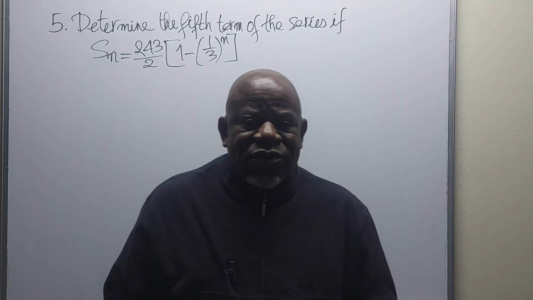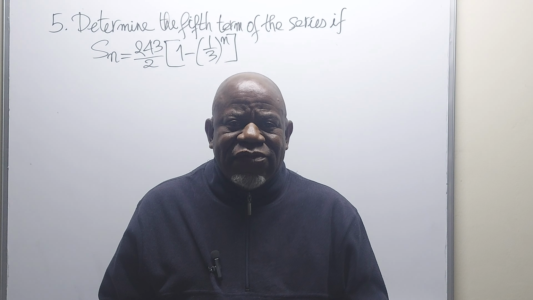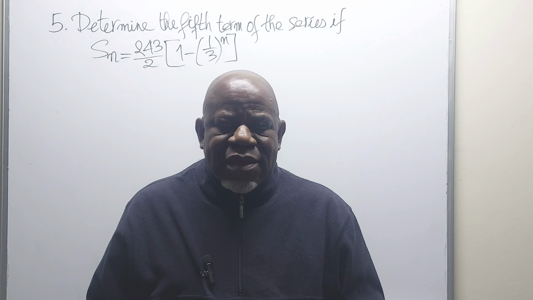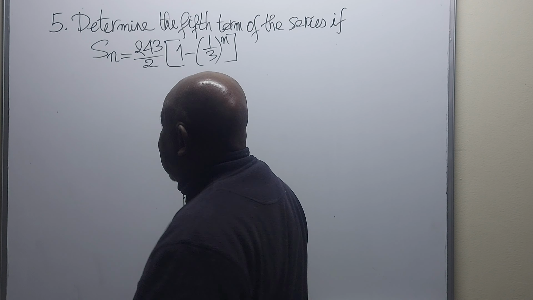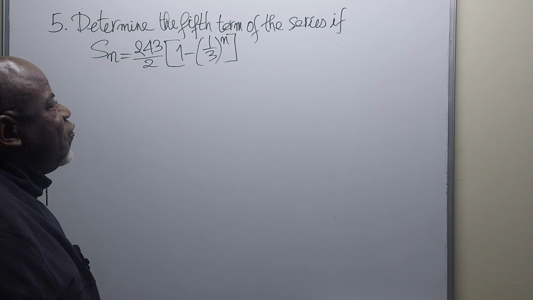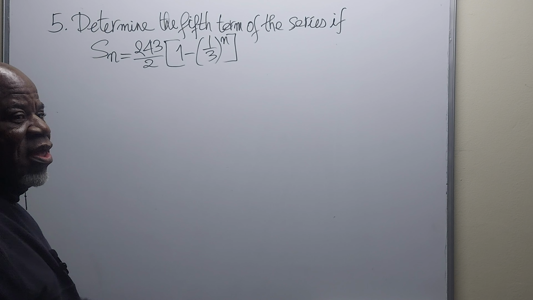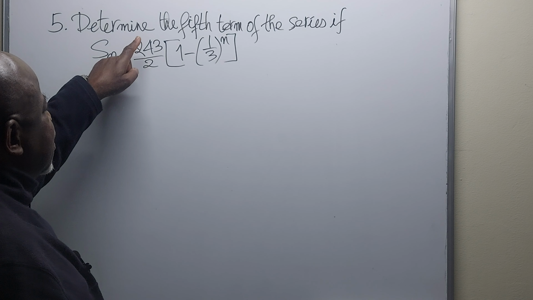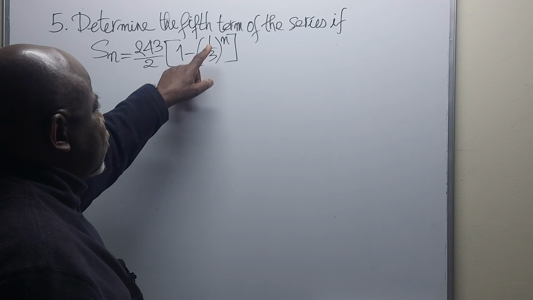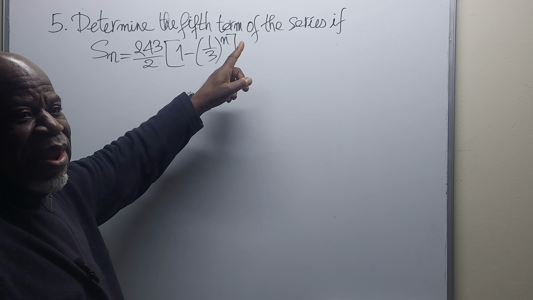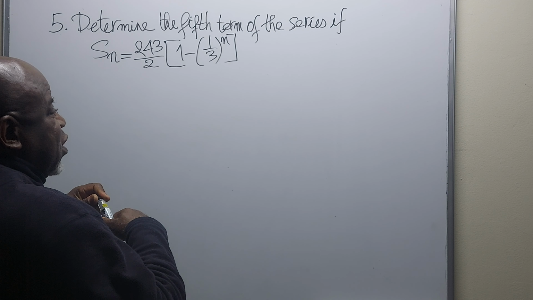Last time we were doing exercise 6, number 4. So today we're going to take exercise 6, number 5. Determine the fifth term of the series if Sn is equal to 243 over 2 times 1 minus 1 over 3 to the power of n. Let's go to the solution.